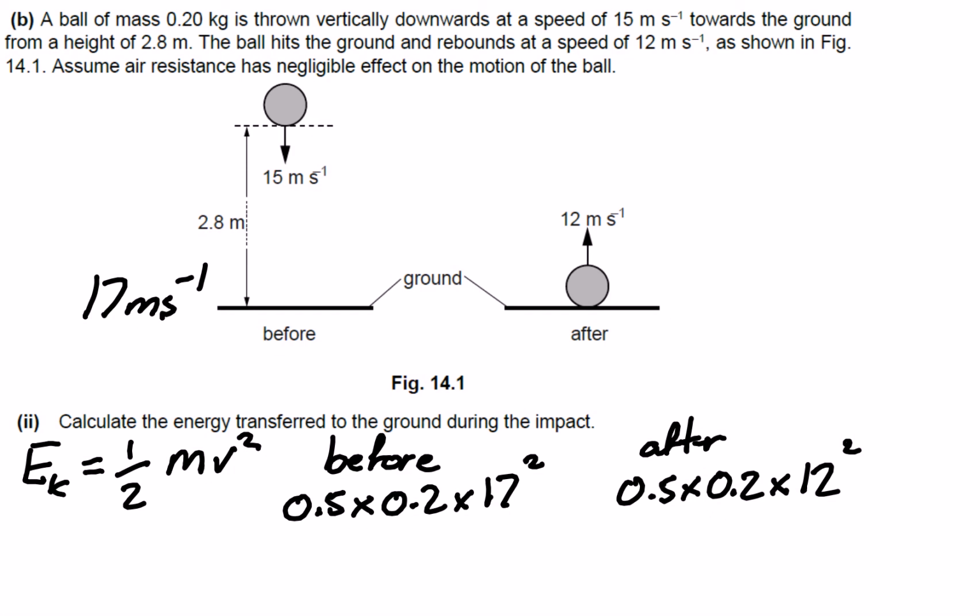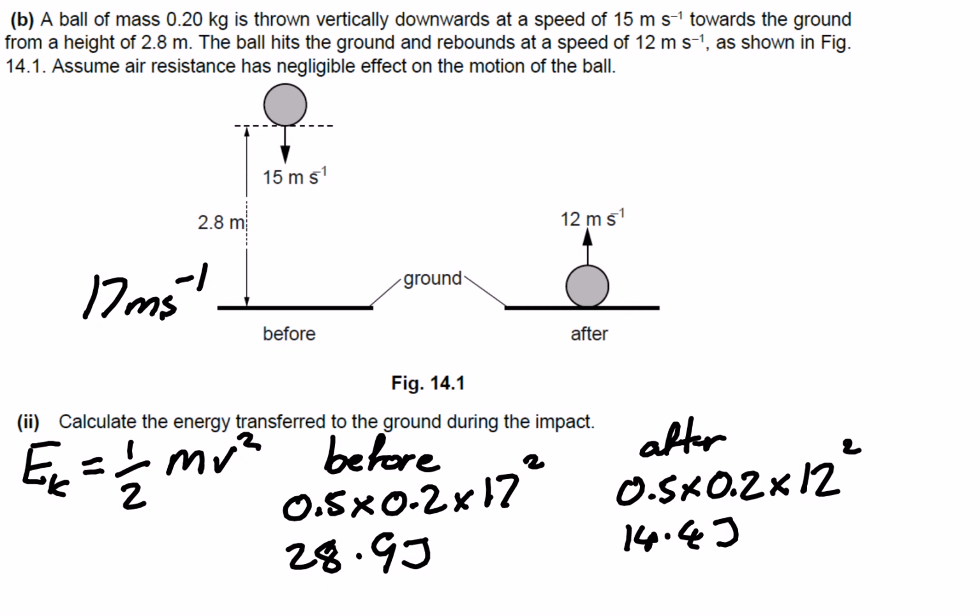Okay, and if we put those numbers into the calculator, let's do the before. 0.5 times 0.2 times 17 squared gives me 28 point... Ooh, I don't know what happened there with my decimal place. So that's 28.9 joules, and then afterwards I've got 0.5 times 0.2 times 12 squared, and that gives me 14.4 joules.